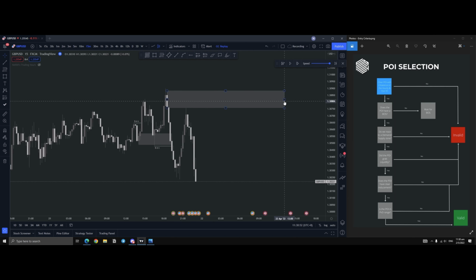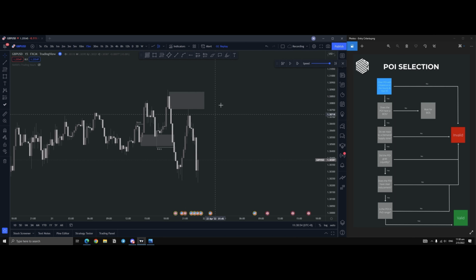So you can see how we tapped it and we pushed off. So did we have clear inducement? Not really, we didn't have inducement. But like I said, inducement isn't something you need to see in every single POI, because it may not happen for your zone, but it would happen for your entry point.